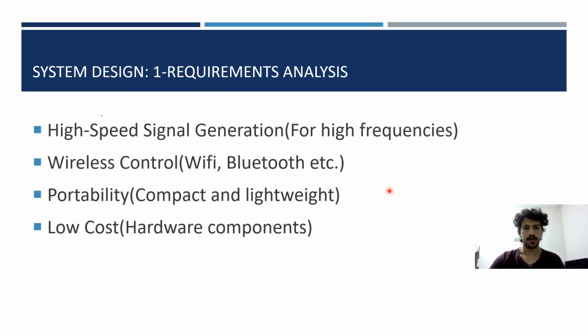Hello, I am Ömer and I am the system engineer of the team. First, you can see the requirements defined according to customer needs for our system. A high-speed signal generator should be used to operate at frequencies around 1 GHz. It is required to have a user-friendly interface and be wirelessly controlled via Wi-Fi or Bluetooth. Additionally, the system must be lightweight and compact to ensure easy portability and should be designed with cost-effective hardware components.